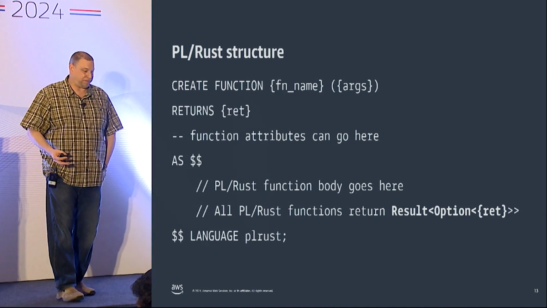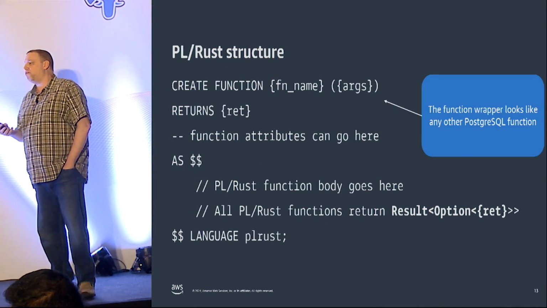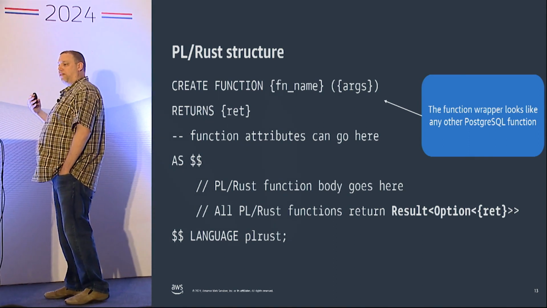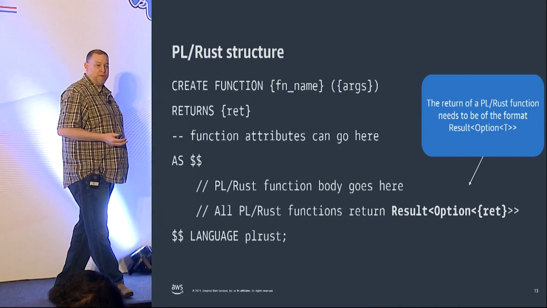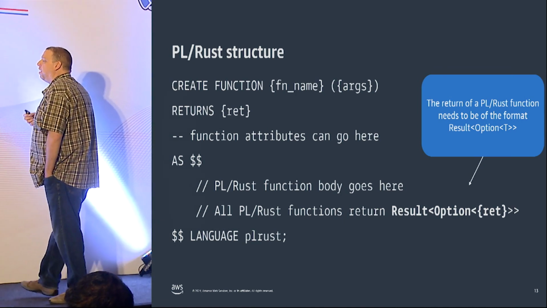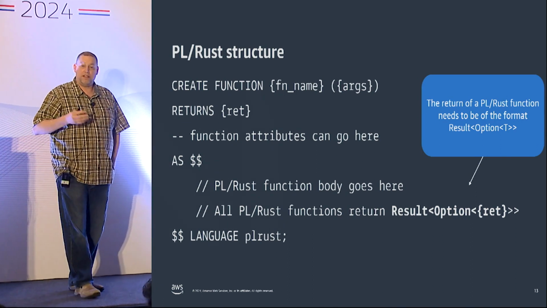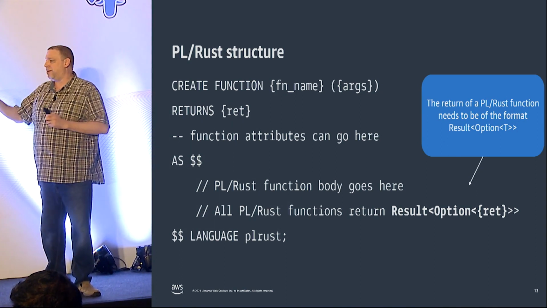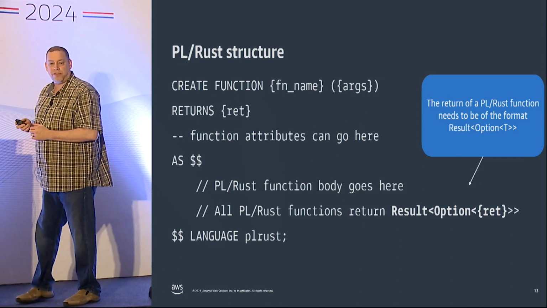So what does it look like? In a lot of cases, it does look like any other Postgres function. The wrapper itself looks the same. But how it interacts with the Rust code under the covers is a little bit different, right? Because when you want to return something, you don't necessarily just return an integer or a string. It has to come back as a Result Option T, with T being whatever your return value is. This way Rust developers will know what that is, and you know whether or not you have to return a null. It handles all that, but any PL Rust function needs a return value in that sort of format.